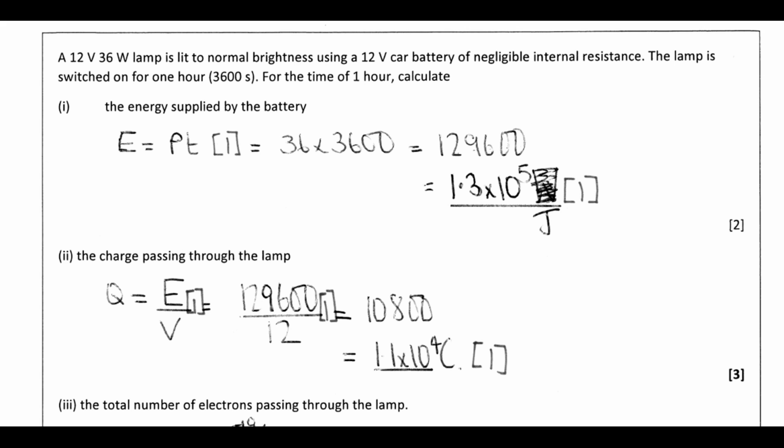We've got a 12 volt 36 watt lamp lit to its normal brightness using a 12 volt car battery that has no internal resistance, and it's switched on for an hour. Calculate the energy supplied by the battery.